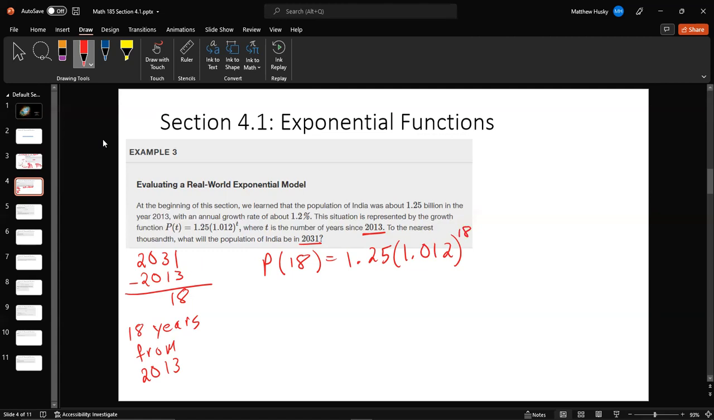So let us grab ourselves our friendly neighborhood calculator, and you have to remember your order of operations. Exponents come first, then multiplying. So if you do 1.012 and raise it to the 18th power, you will get this number. They say to the nearest thousandth, which is 3 decimal places, so we'll maybe go one more than that. That's going to be 1.2395.